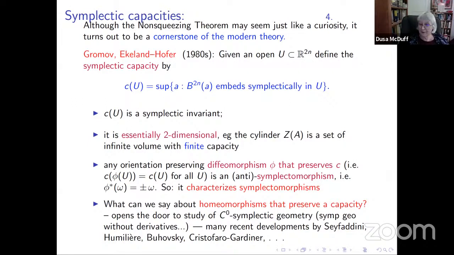You have a notion of a C0 symplectic structure. And there are lots of recent interesting developments there by Seyfaddini, Humilière, Buhovsky, Christopher Gardner. You may have heard of the solution of the simplicity conjecture about the area preserving diffeomorphisms of the disk. And that all came out of the study of C0 symplectic geometry and understanding of that.